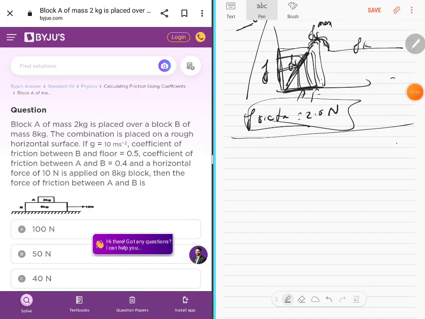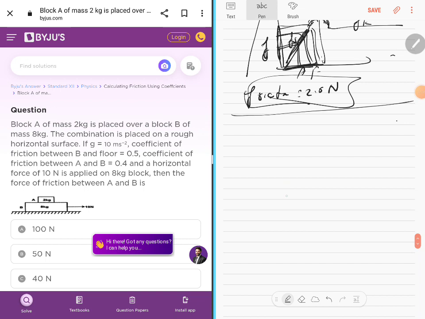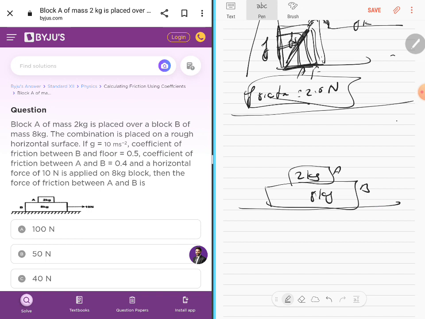Here is the next question. A block A of mass 2 kg is placed over a block B of mass 8 kg. The combination is placed on a rough horizontal surface, which means there is friction. If g is equal to 10 meter per second square, the coefficient of friction between B and the floor is 0.5. The coefficient of friction between A and B is 0.4. So it's mu dash and mu.